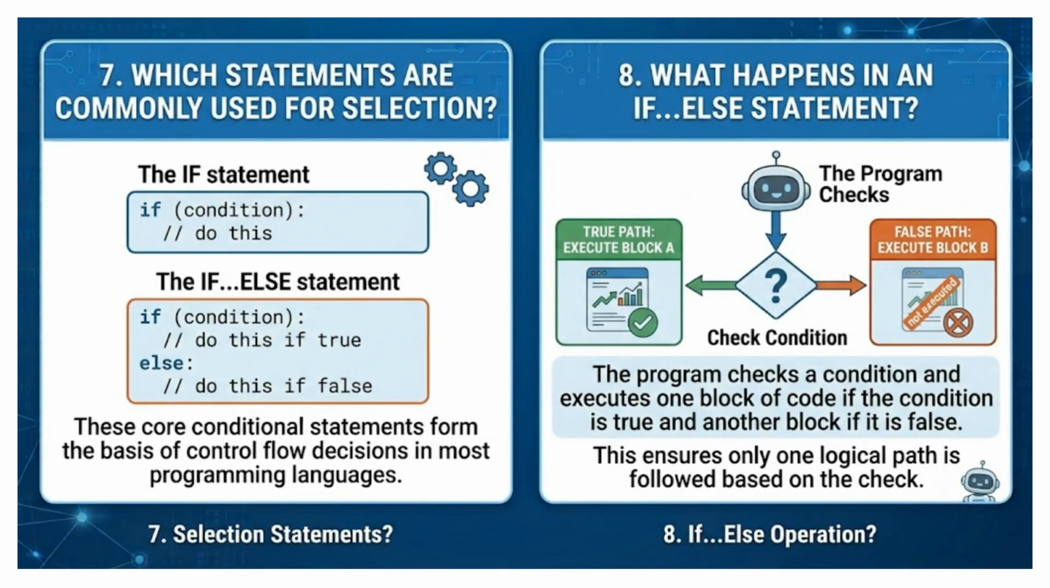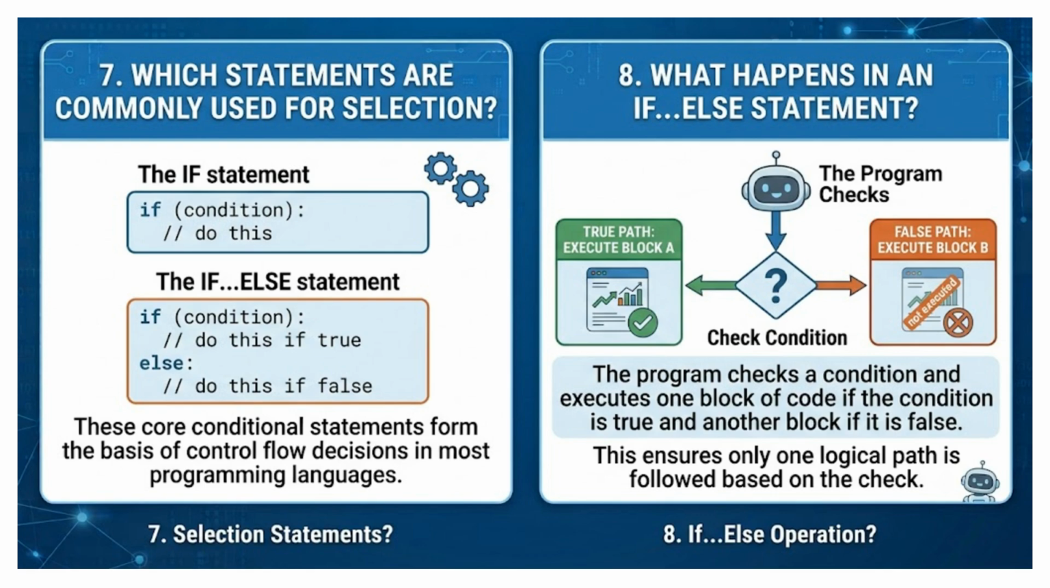To make decisions in a program, we use selection statements. The most common selection statement is the if statement. An if statement checks whether a condition is true. If the condition is true, the program executes the instructions inside the if block. If the condition is false, those instructions are skipped.